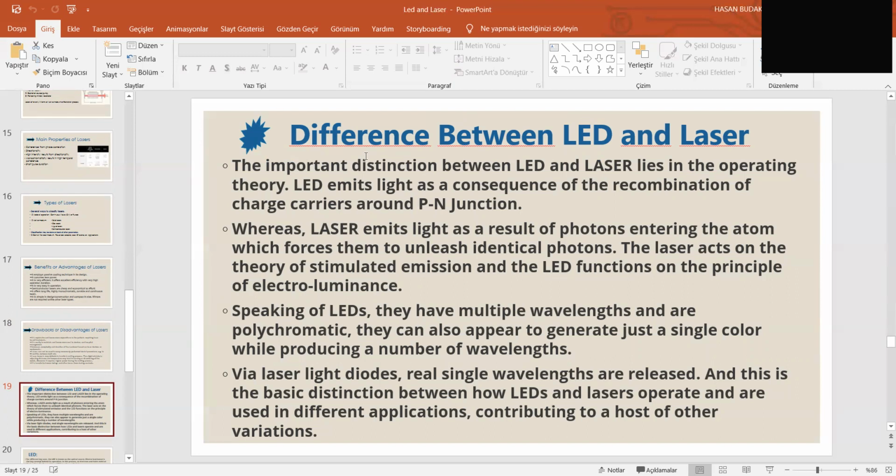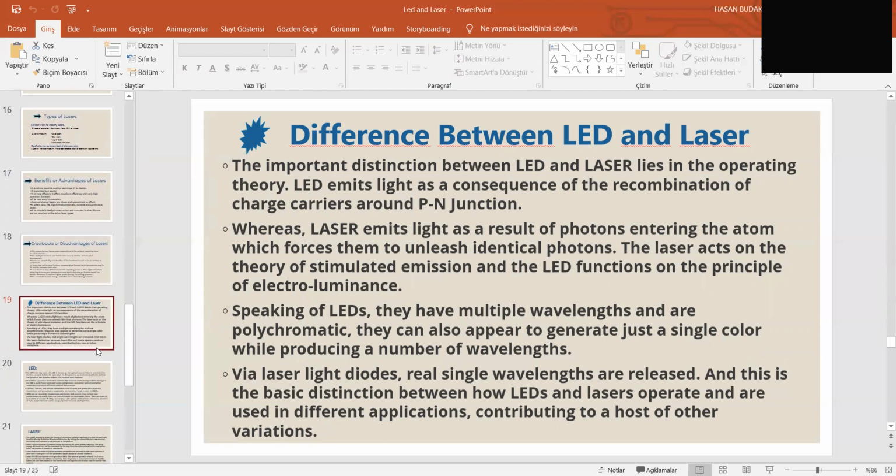electroluminescence. Speaking of LEDs, they have multiple wavelengths, and they are polychromatic. They can also appear to generate just a single color while producing a number of wavelengths. Via laser light diodes, true single wavelengths are realized, and this is the basic distinction between how LEDs and lasers operate and are used in different applications, contributing to a host of other variations.